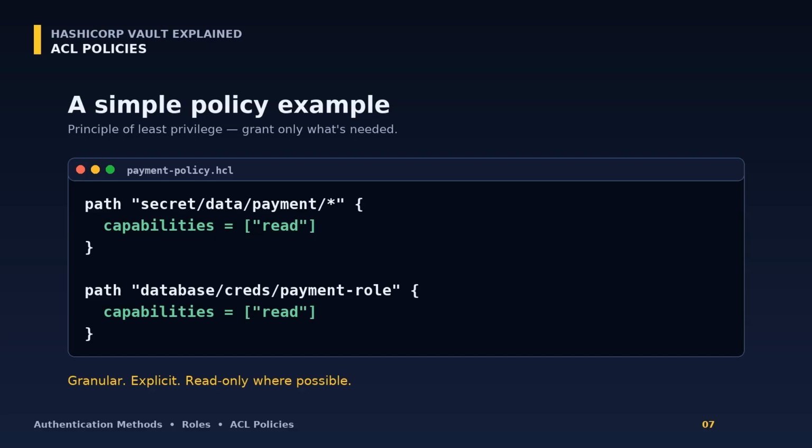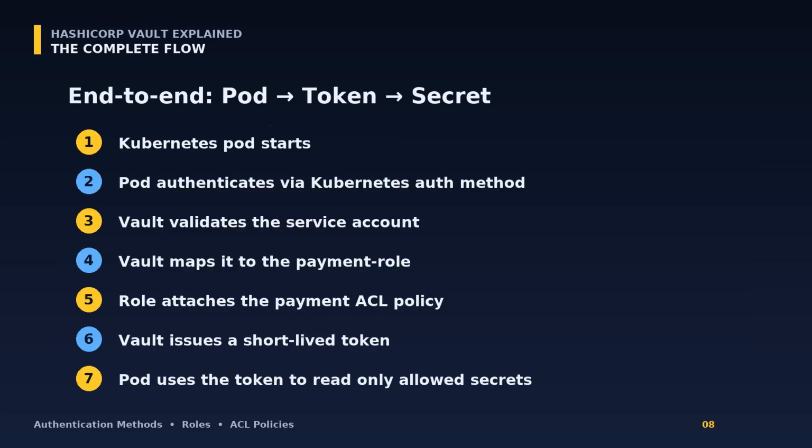Let's see the complete flow. Step 1. A Kubernetes pod starts. Step 2. It authenticates using the Kubernetes authentication method. Step 3. Vault validates its service account. Step 4. Vault maps it to the payment role. Step 5. The role attaches the payment policy ACL. Step 6. Vault issues a temporary token. Step 7. Using the token, the application can read only the secrets allowed by its policy. That's the complete authentication and authorization flow.